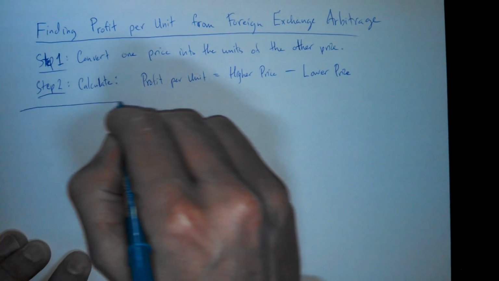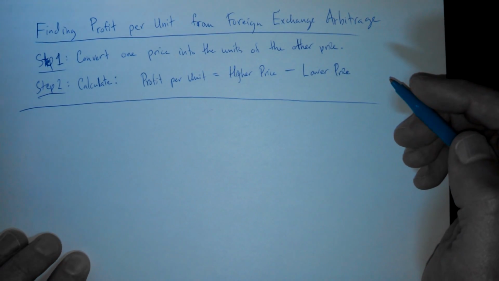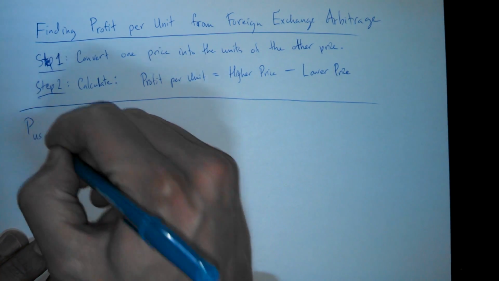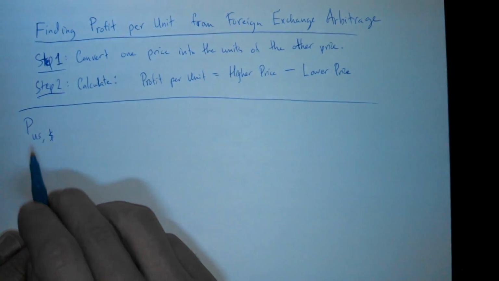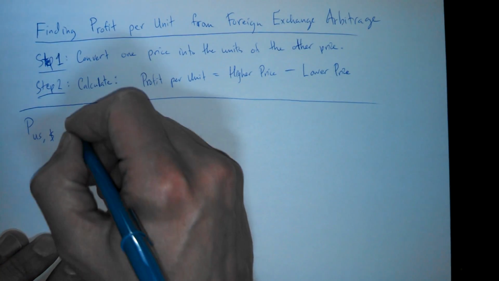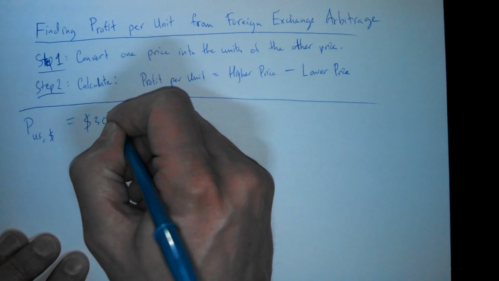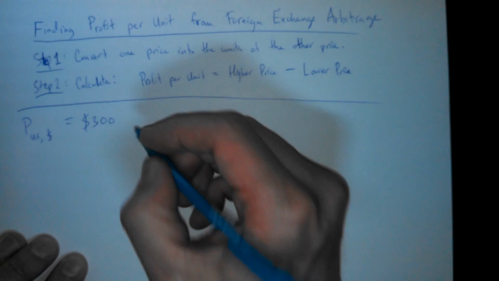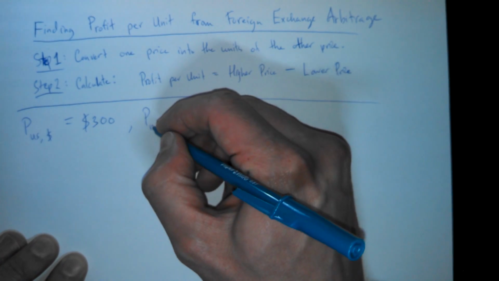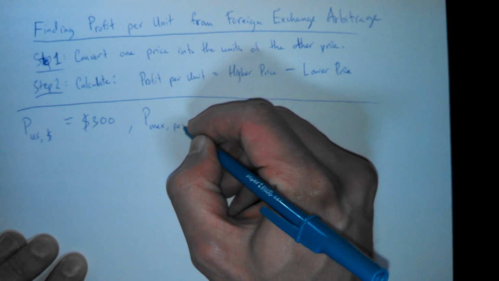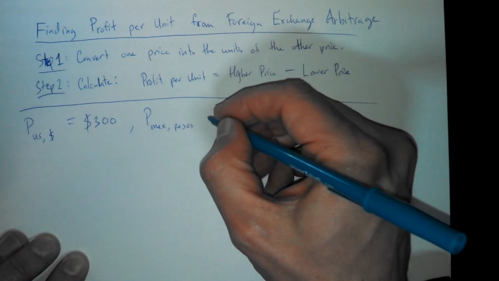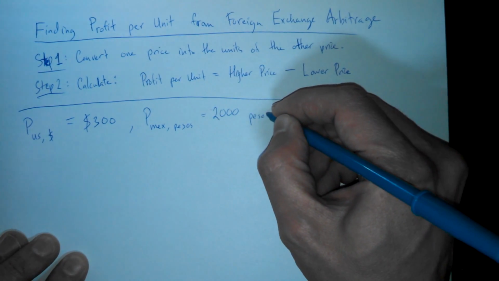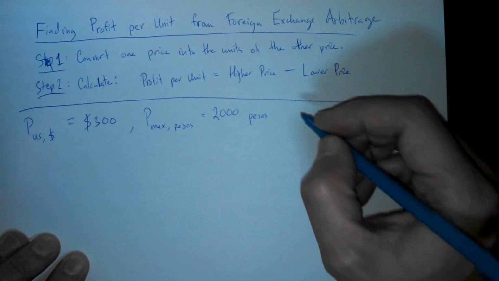Let's go ahead and see these steps in action by working out an example, right? So let's suppose that the price in the United States in dollars for, let's say, refrigerators is $300. So a refrigerator costs $300 in the United States. And let's say that the price in Mexico in pesos for the same refrigerator is 2,000 pesos. So the same refrigerator costs 2,000 pesos in Mexico.